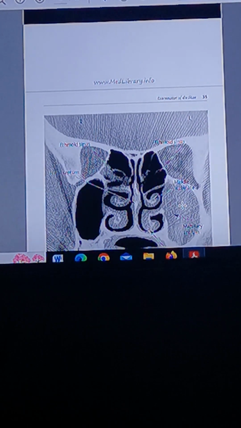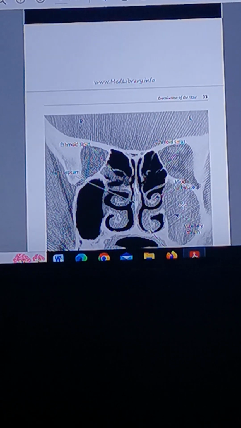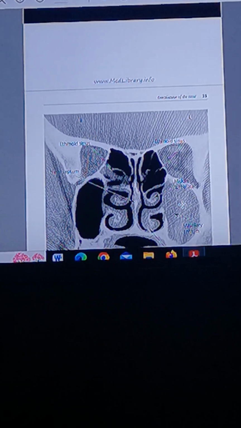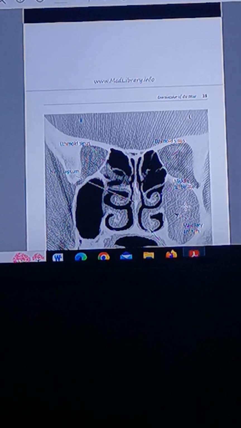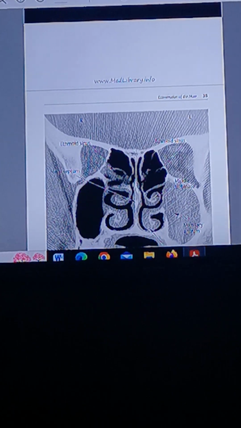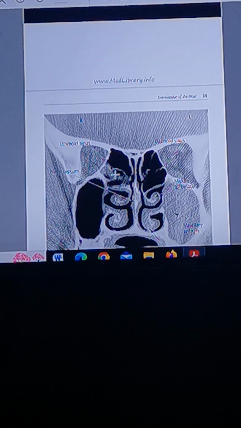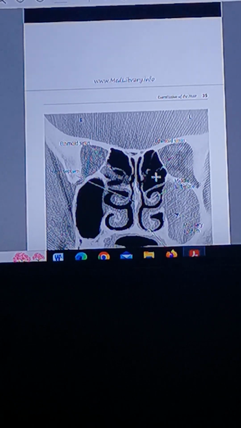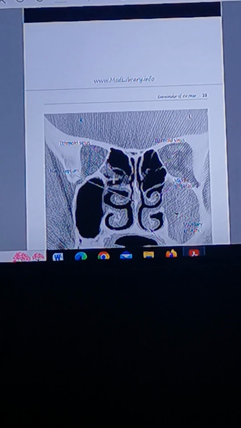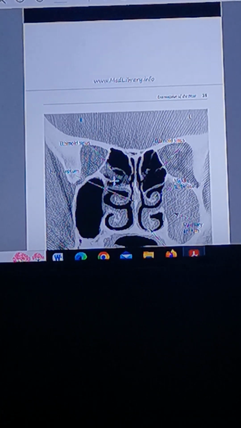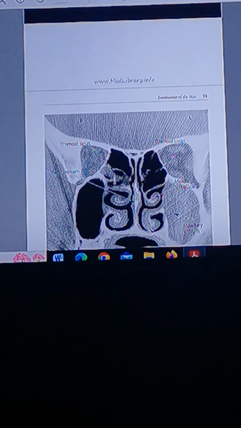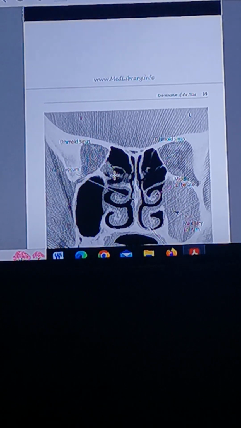So the best way is to say an opacity, and then the examiner can ask you how to differentiate between these things. So there is an opacity in the left maxillary sinus. Also, if you see this ethmoid, there is a difference in the ethmoid between the left and the right one. So also there is an opacity in the right ethmoidal air cells.